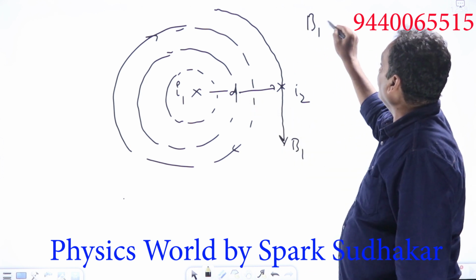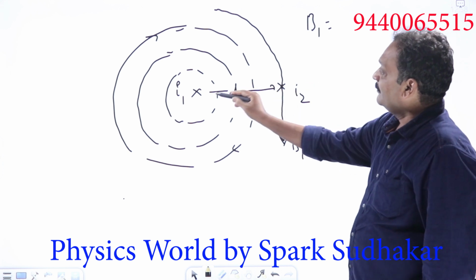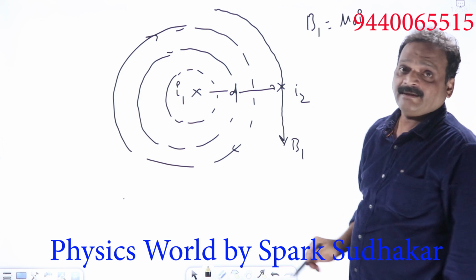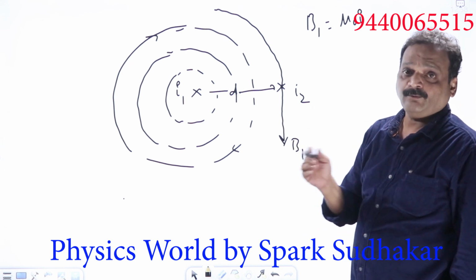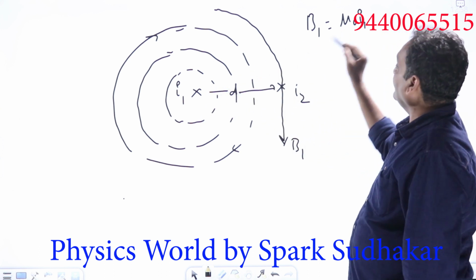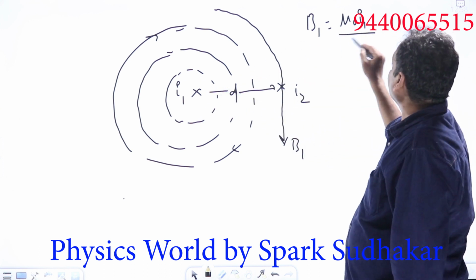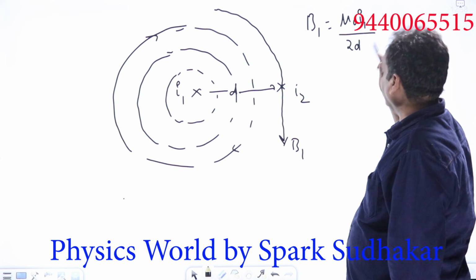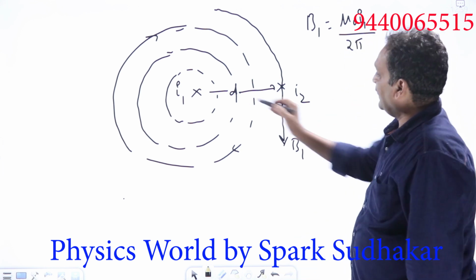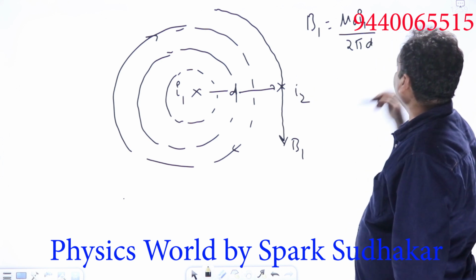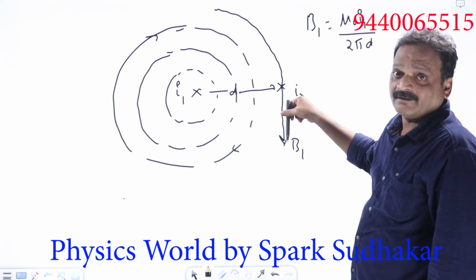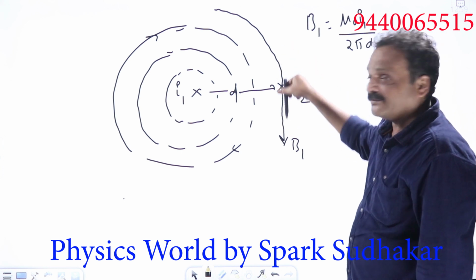From Biot-Savart law, we have B1 equal to mu naught I1. The field due to an infinite long straight wire is mu naught I by 2 pi r. That current is I1 in the first wire, and the second wire is at a distance D from it. So B1 equal to mu naught I1 by 2 pi D, where instead of r, the distance is D. This much magnetic field B1 is acting vertically downwards at the place of the second wire.